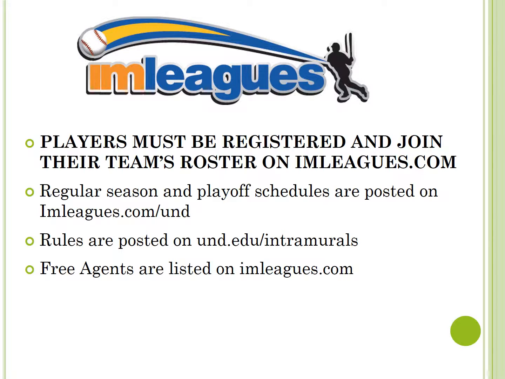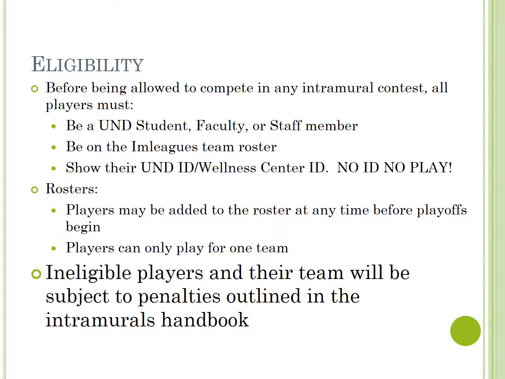Before their first contest, each one of your players must be registered and join your team's roster on iamleagues.com, where you will be able to find all schedules, rules, and free agent listings. In order to be eligible, all players must be a UND student or a faculty or staff member with a Wellness Center membership, be on your iamleagues team roster, and have their UND ID on them. Players can be added to the roster at any time before playoffs, but they can only play for one team. Any ineligible player caught will subject themselves and their team to penalties outlined in the intramural handbook.